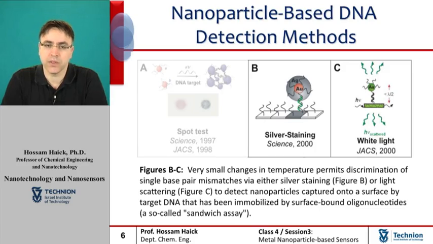Panel B on the screen presents gold nanoparticles modified with short, single-stranded DNA to indicate the presence of a particular DNA sequence that is hybridized on a transparent substrate in a three-component sandwich assay format.